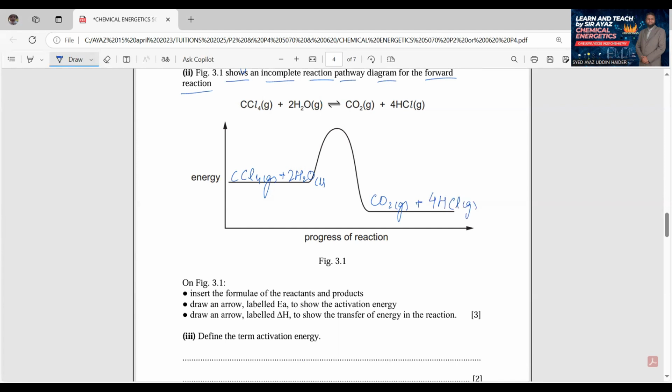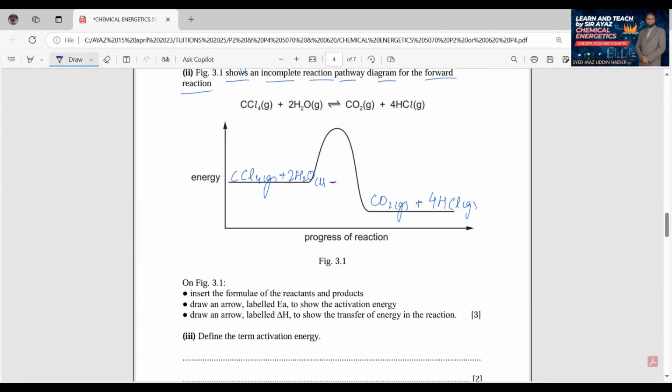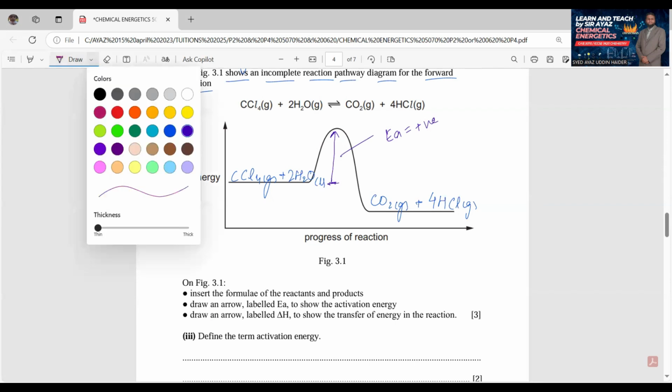Draw an arrow labeled EA to show the activation energy. So this will be the activation energy. We'll be starting from the reactant side. The line should be straight from the reactant, and this will be the EA. It must be plus. Activation energy EA always has a plus sign.